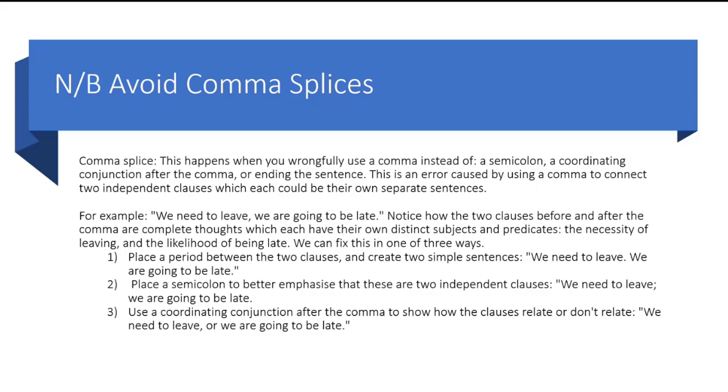Okay. So please note the difference between the colon and the semicolon. The semicolon is the one with the full stop on top and a comma at the bottom. That is the semicolon. And the one with two full stops, that's the colon. So to fix the comma splice, you can also use the semicolon. We need to leave; we are going to be late. The last way to fix the comma splice is by using coordinating conjunctions, right? So we need to leave, or we are going to be late, okay?